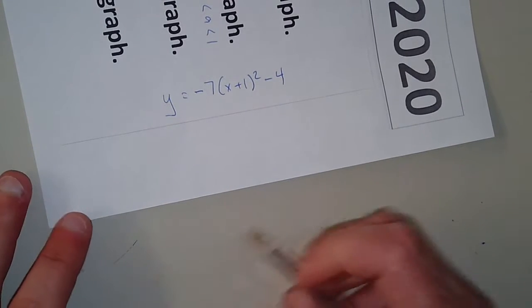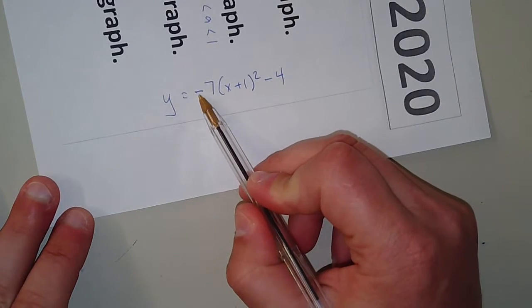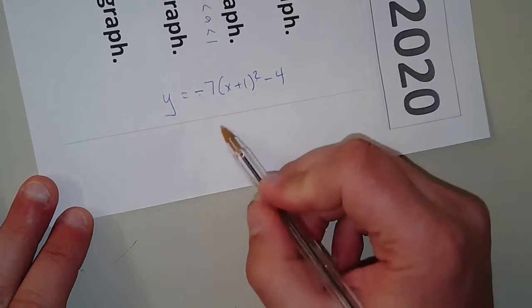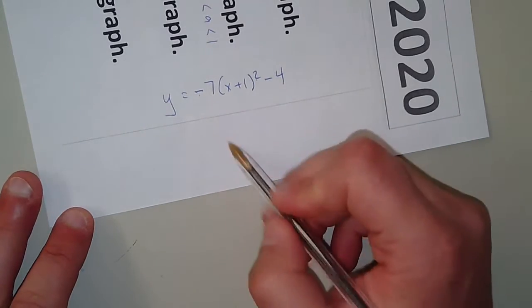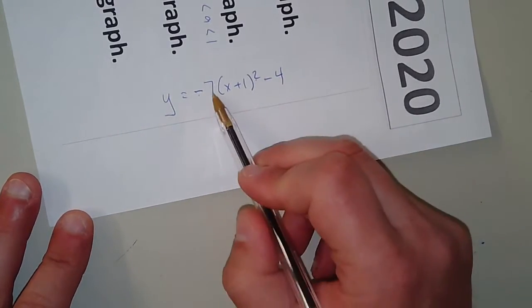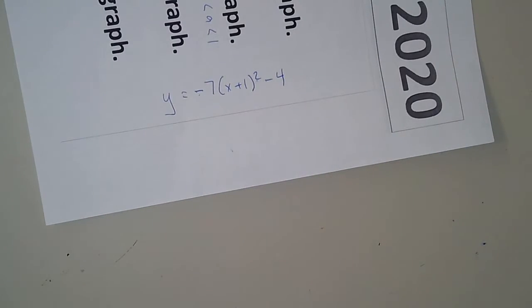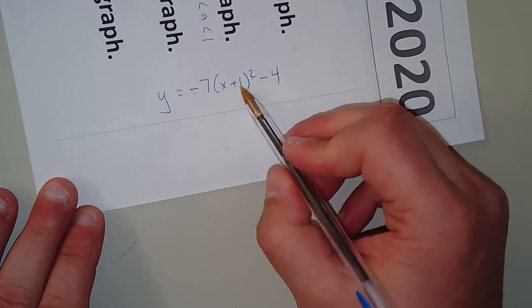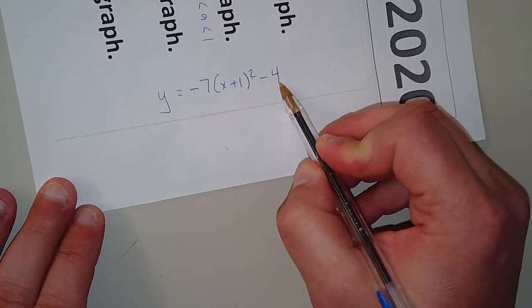So from this, we'd say, okay, that's going to be reflected, meaning since it's a U-shaped graph, that's what the x squared tells us, instead of the U facing upward, the U is going to face downward because of the negative. The 7 means it's going to be 7 times as steep, so it's going to be a much narrower graph. The vertex is also going to be shifted left 1 and down 4.